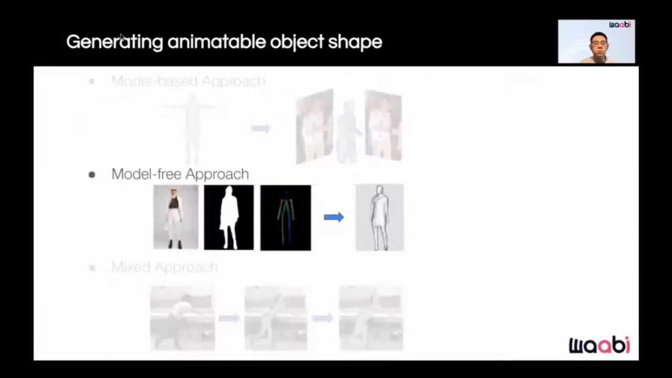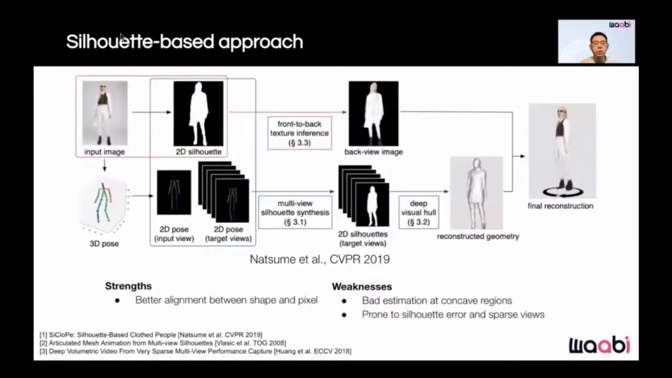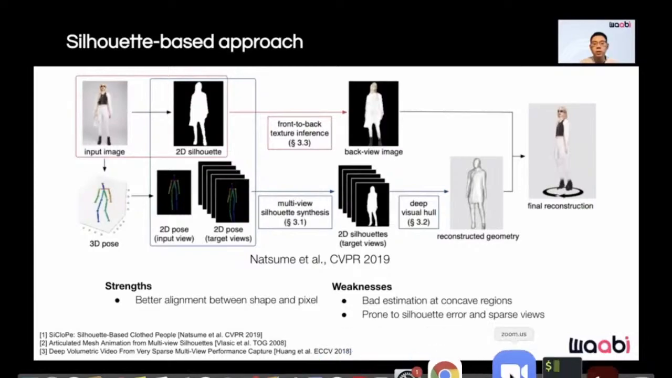Next, we look at the model-free approach. We first look at the silhouette-based approach. They usually predict 2D silhouettes from multiple viewpoints based on input observations. Then, the visual hull algorithm is performed to extract the shape from multi-view silhouettes. These methods usually generate human meshes that align better with pixels, but the estimation is not good at concave regions, and the results are prone to silhouette error and sparse views.